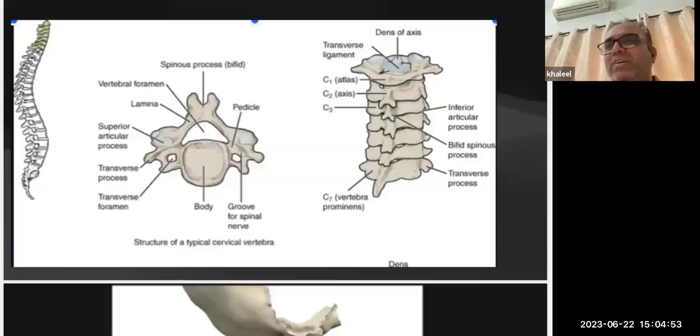This is the picture of the typical cervical vertebra. As we can see here, this is the vertebral body. This is the spinous process, which is bifid. This is the pedicle, and we can see the transverse foramina and the transverse process. And this is the cervical spine, in which the vertebral bodies are stacked together. However, we can see these are the first 2 vertebrae. They are quite different in shape.